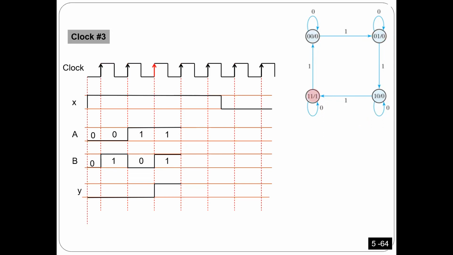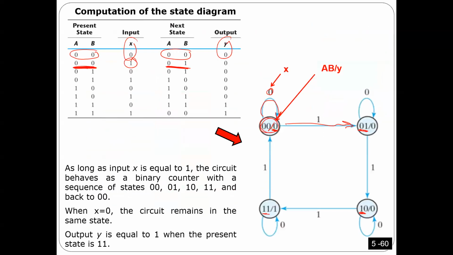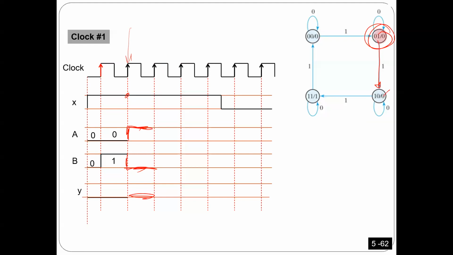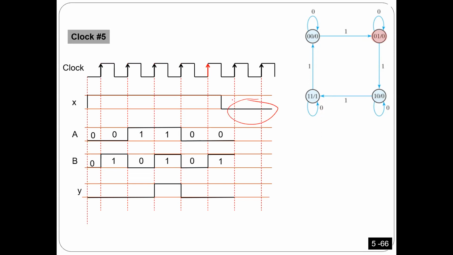As you see, based on the value of X, initially I was here. X is 1, so I'm going to move to here. X is 1, I'm going to move to here. X is 1, I'm going to move to here. Now what is X? X is 1, so I'm going to go back to here. Sorry, X is 1, so I'm going to come to here. Now X is 0. Now I'm going to come to the 0 part. X is 0, so I'm going to stay in the same state. Is that okay? Any questions?